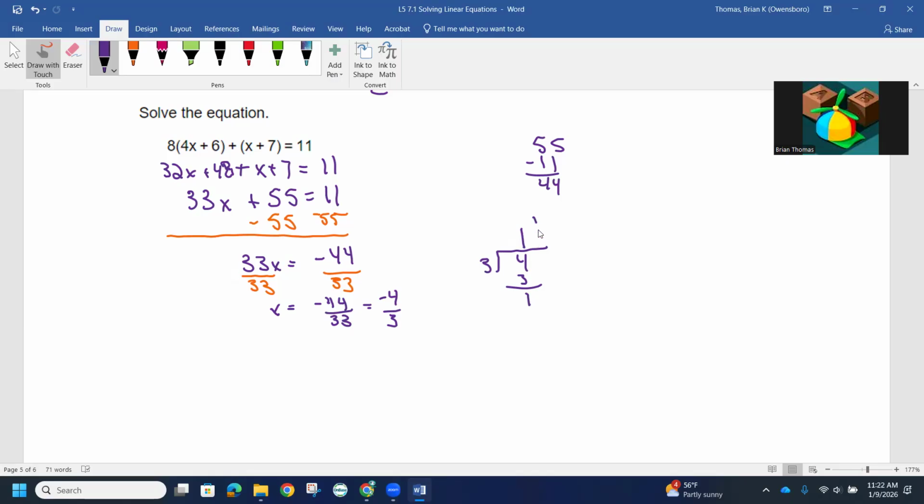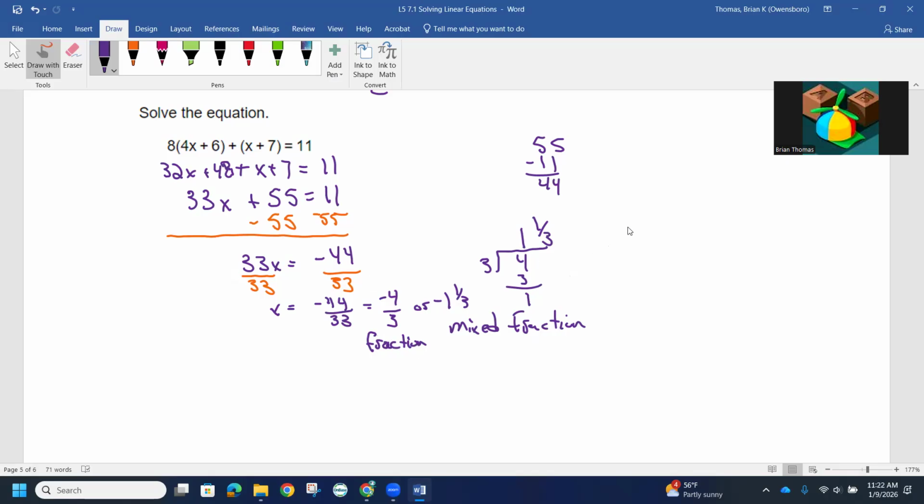So we could say this is also 1 and 1/3. So you could write this as negative 1 and 1/3 if we want a mixed number. If they say fraction, then leave it as negative 4/3. But if they say mixed number, you have the option to change it to negative 1 and 1/3. So this would be what's called a fraction form, or an improper fraction.